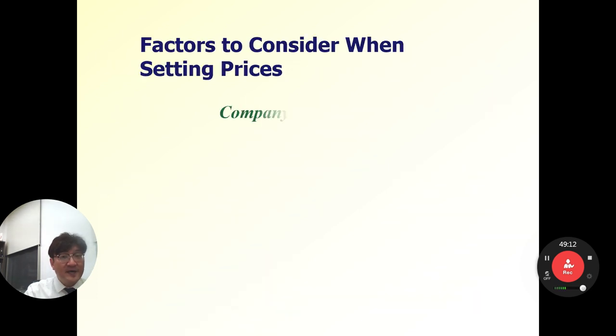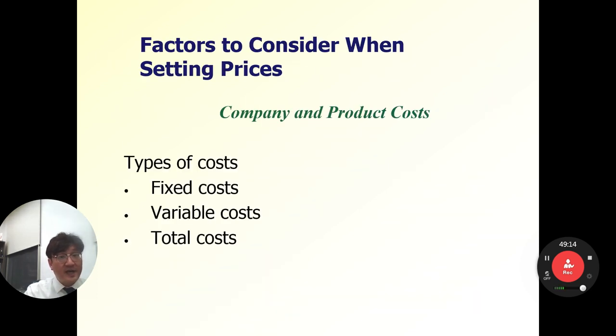There are two types of cost: fixed cost and variable cost. Total cost is the sum of the fixed cost and the variable cost times the quantity, in fact.